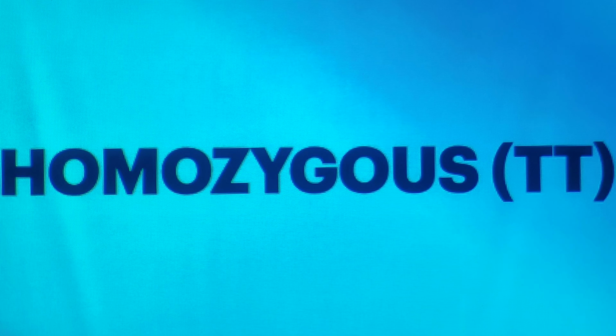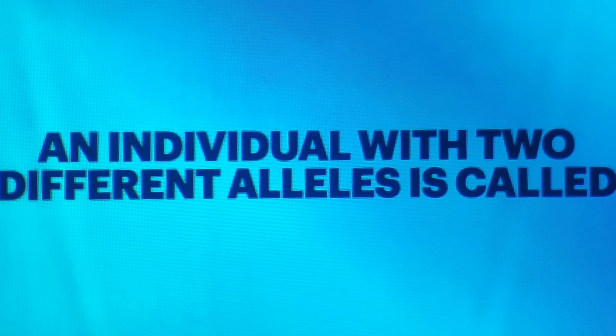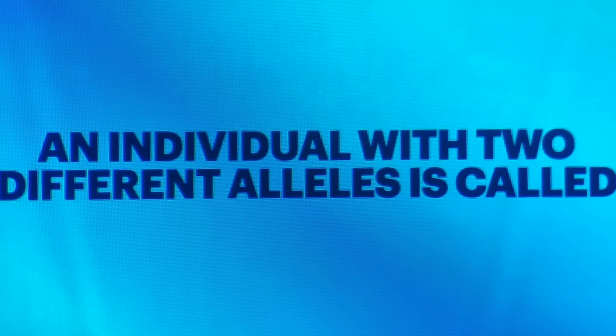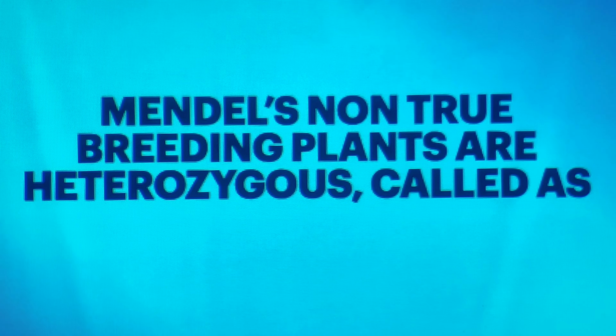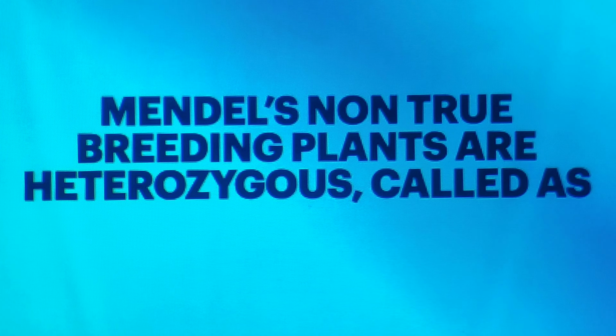Homozygous, that is capital T, capital T. An individual with 2 different alleles is called heterozygous condition, capital T, small t. Mendel's non-true breeding plants are heterozygous, called as hybrids.